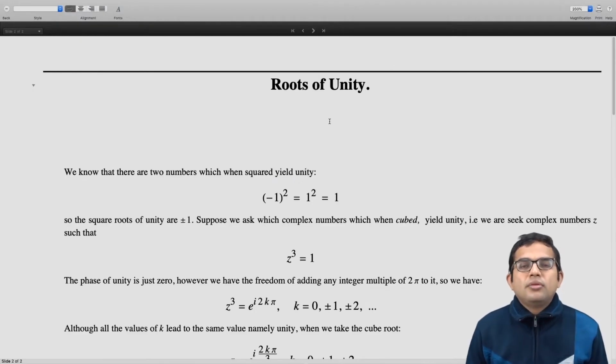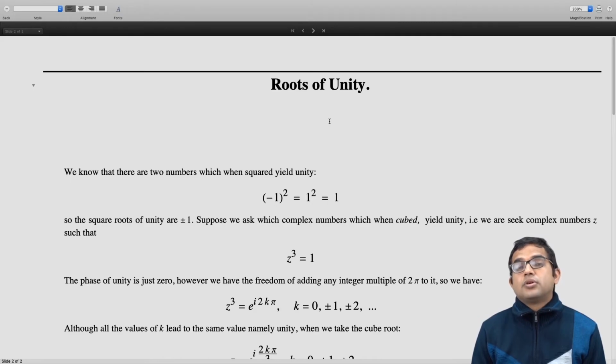Okay, so we know that if you square -1 or if you square 1, you're going to get 1, right? So the answer to the question of what the square roots of unity are is very simple, right? Just -1 or +1. So suppose we ask for the cube roots of unity. In other words, we ask in general for complex numbers.